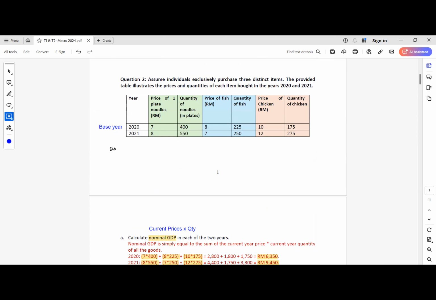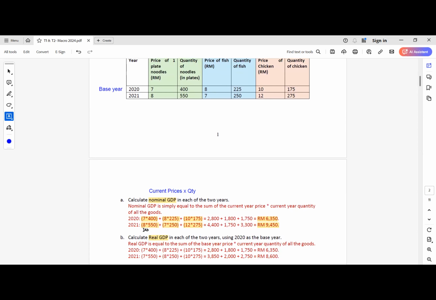Now, why we need this information is because we are going to calculate real GDP. How to calculate real GDP? Real GDP means we look into the constant prices, the prices in the base year. So we take the constant prices, that means the prices in the base year times quantity. So that means I take 2020 as the base year.